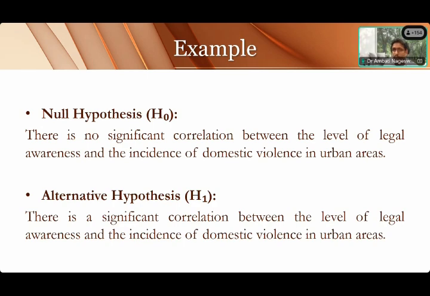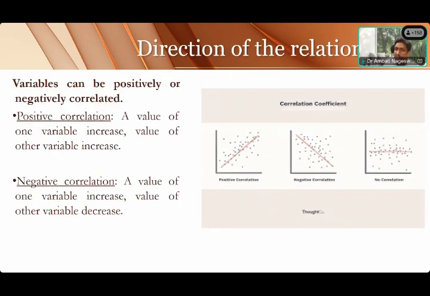This can be one correlation test. For example, the people who have high legal awareness, what about the incidence of domestic violence? Is it high or low? Now here, there are three types of relations that can take place. One is positive correlation, second is negative correlation, third is no correlation.